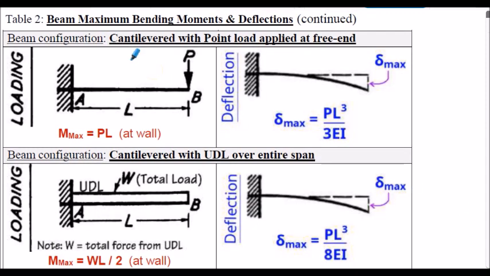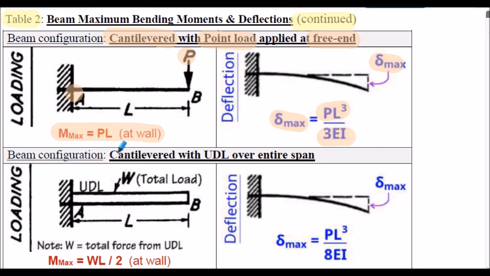Table 2 continued. Now we're considering cantilever beams, initially with a point load applied at the free end. Here, again, the maximum bending moment occurs at the wall this time, position A. And if we want the maximum deflection at the free end, the delta max, for a cantilever beam, that's stated as PL cubed upon 3EI.